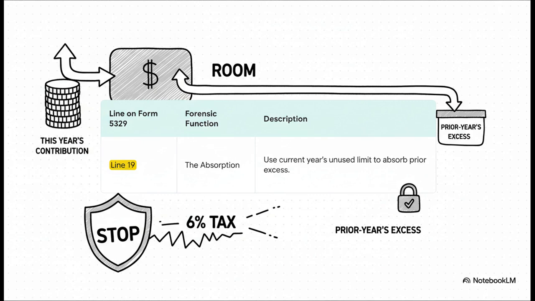Now, line 19, this one is a real game changer. This is the absorption. Let's say you have contribution room this year that you aren't going to use. Well, you can use that available space to absorb last year's mistake. You're basically telling the IRS, "Hey, that excess from last year, I'm going to count it as my contribution for this year." And just like that, you stop the 6% tax going forward, all without having to pull a single dollar out of your account. It's an incredibly powerful strategic tool.